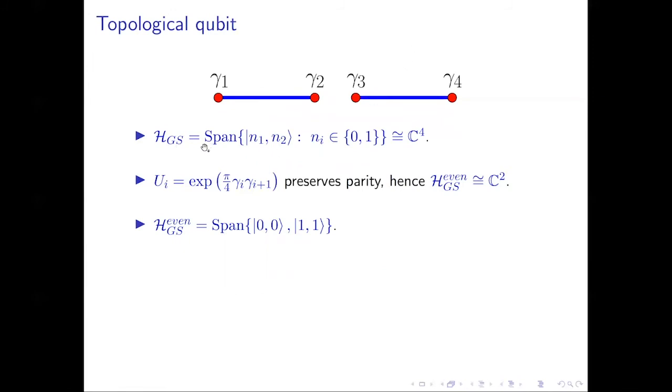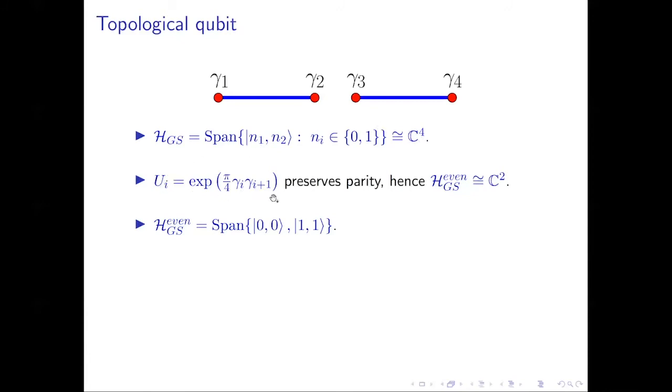So the ground space is then the span of, in the occupation number notation, N1 and N2, where N1 particles occupy mode 1 and N2 occupy mode 2. And these are fermions, so these are always 0 or 1. So the ground space is C4.